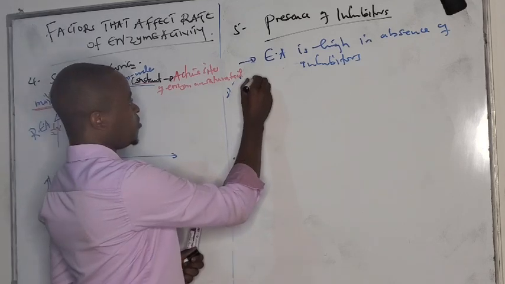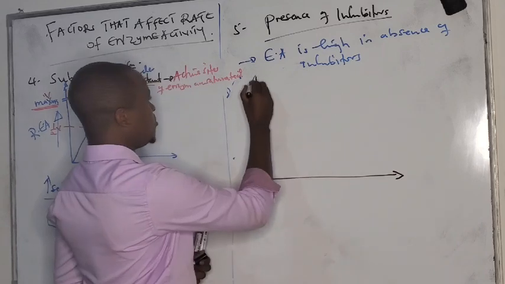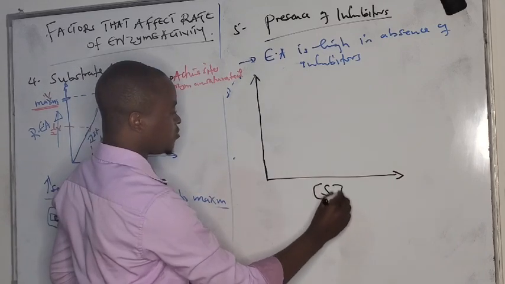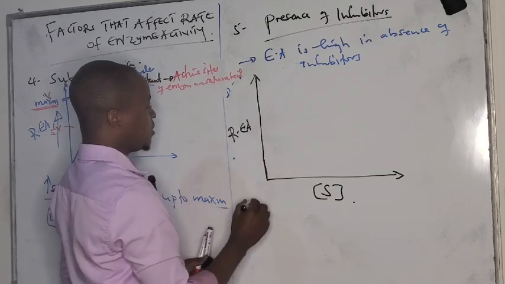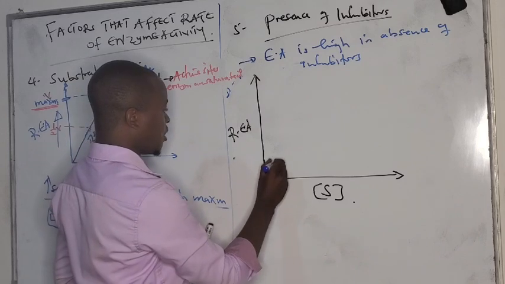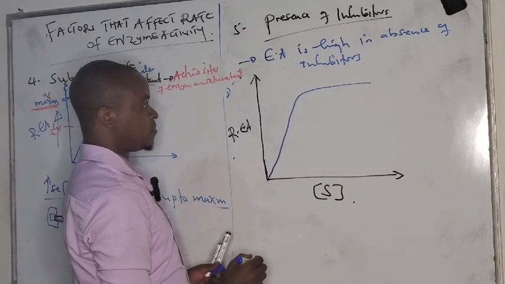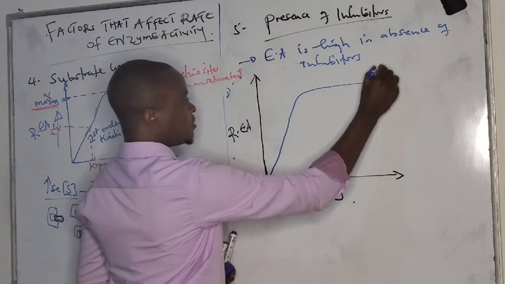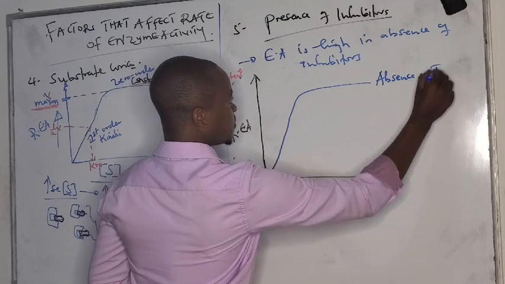But if you bring in the inhibitor, here we have substrate concentration, here we have rate of enzyme velocity or activity, and we said that it is directly proportional up to maximum, and beyond maximum, it becomes a plateau. So this is in absence of the inhibitor.